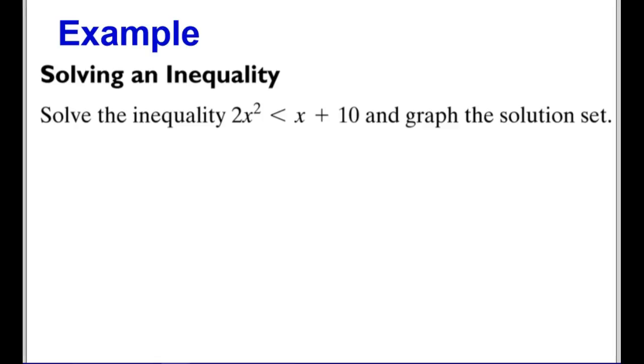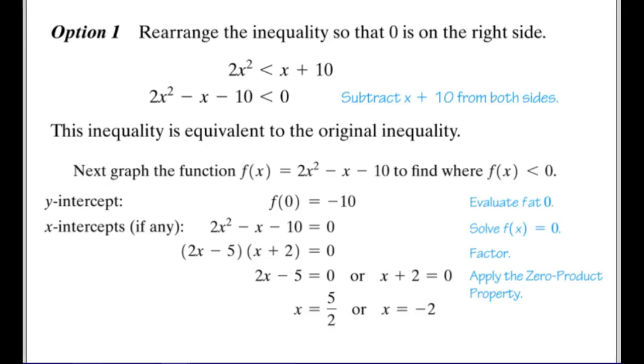So here's our next example. We want to solve this inequality: 2x squared is less than x plus 10, and then graph our solution set. There's really 2 ways to do it. The second way is very confusing and a lot more difficult, so I'm going to skip that one. We're just going to look at option 1. So we want to rearrange everything so that 0 is on the right side. So I get all of my terms over to the left side.